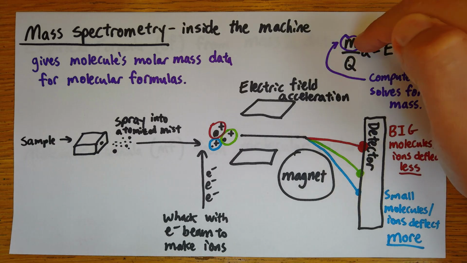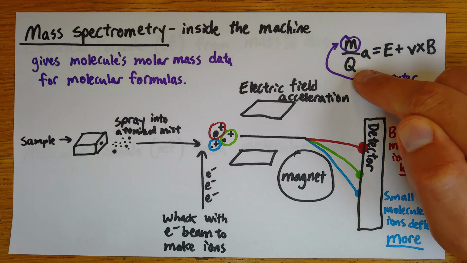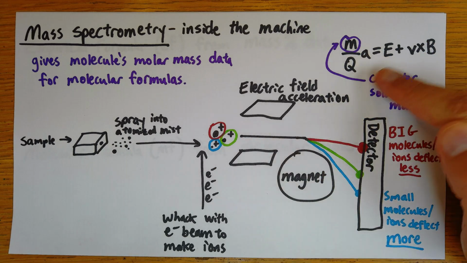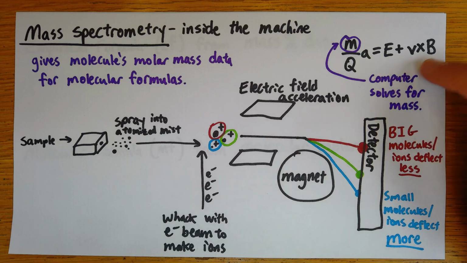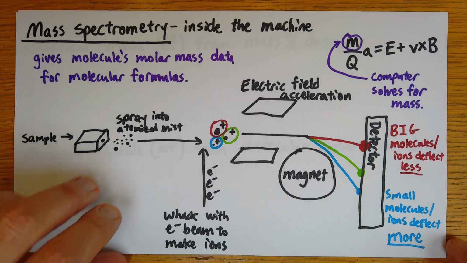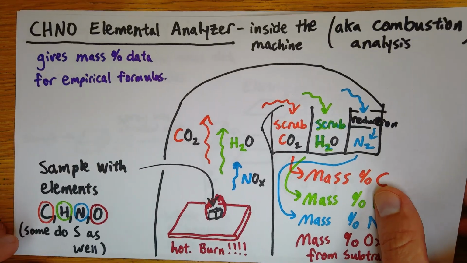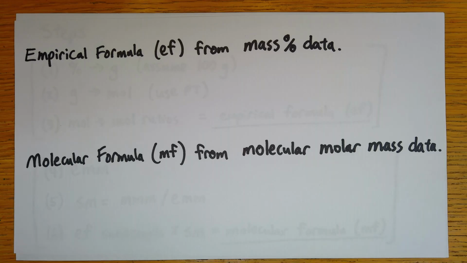The computer will just use math to calculate based off of the charge on the ions, acceleration, electric field, velocity, magnetic field strength, and so on. You calculate the mass of the molecule. And that can be done actually to a high enough precision and accuracy that you can even tell different isotopes apart. Pretty cool. Do you need to know these experimental techniques to do these problems? No, but I just thought that'd be kind of interesting.